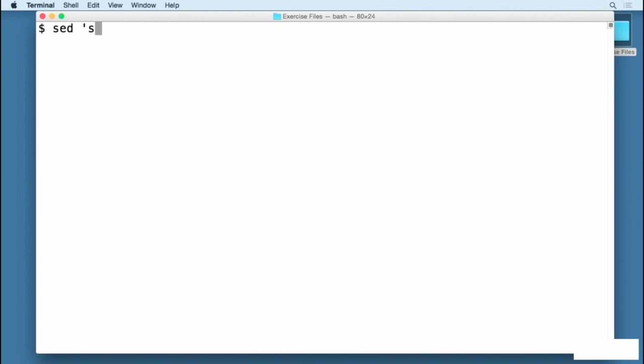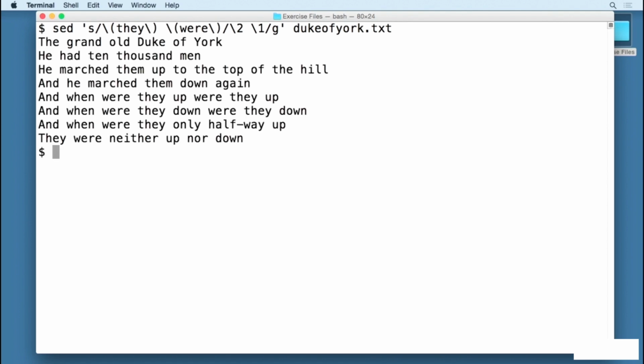Here is an example. We can replace \(they\) \(were\) with \2 \1 globally. What this is looking for is THEY space WERE, they were. The first word, they, enclosed in \( \), is expression number 1. The second word, were, enclosed in \( \), becomes expression number 2. This replaces that found sequence with the second expression followed by the first. So what it does is it simply exchanges they and were to turn into were they. The search string works exactly the same as if those \( \) weren't there, but each parenthesized word is captured for use by \2 and \1 in the replacement.